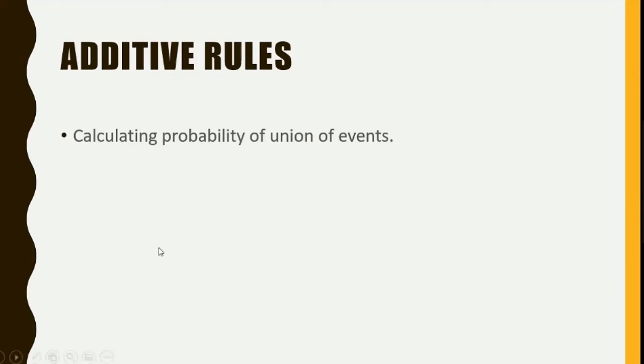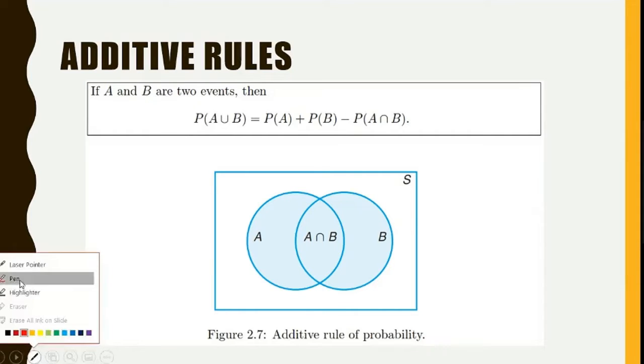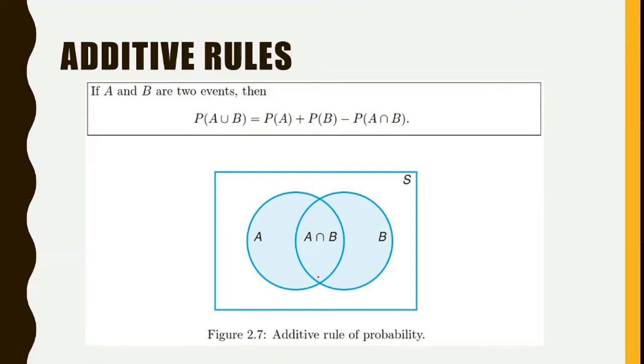And we have several definitions or theorems for those. This is the first one: the probability of the union of two events is equal to the probability of the first event plus the probability of the second event, subtracted by the probability of the intersection of those events. And we know that the probability of the sample space is equal to 1.